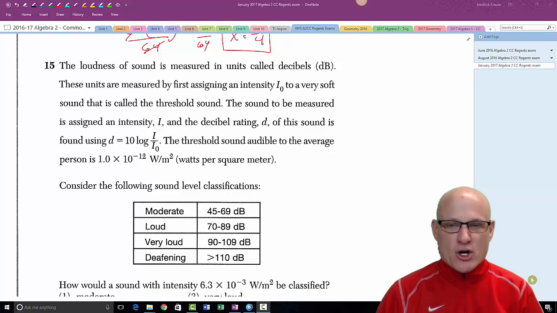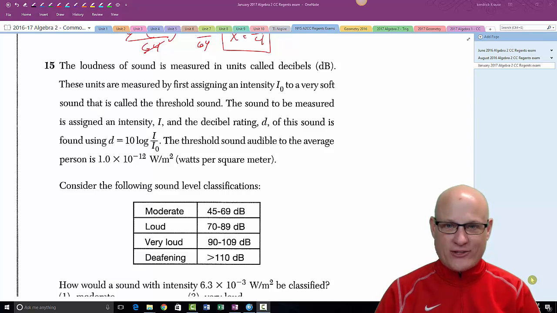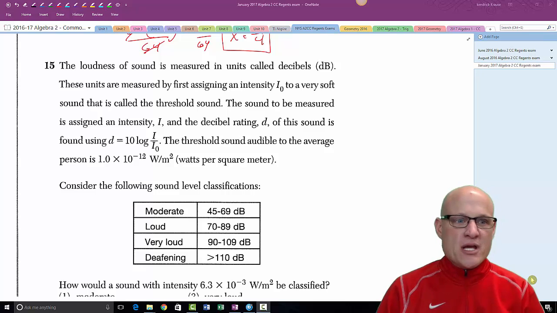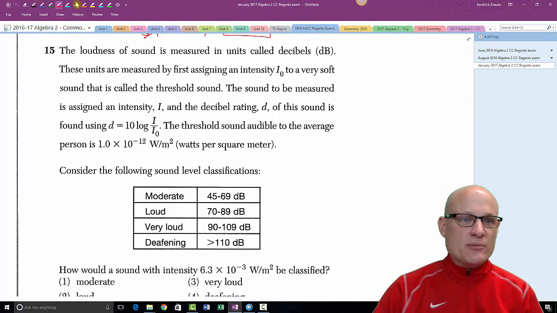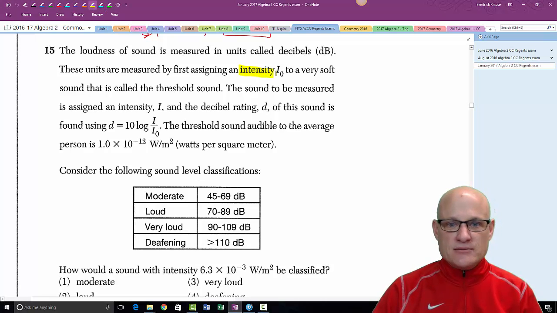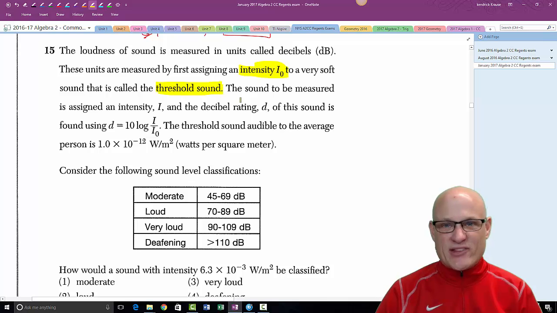All right, perseverance, kids. It's got like 50 words in there and some convoluted, crazy-looking equation. The loudness of sound is measured by a unit called decibels, dBs. These are measured by first assigning the intensity I sub 0 to a very soft sound called the threshold sound. So it looks like I sub 0 is the threshold sound.